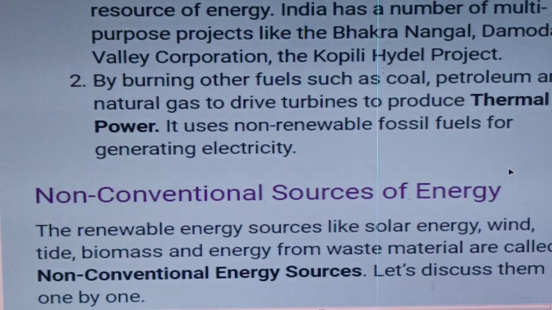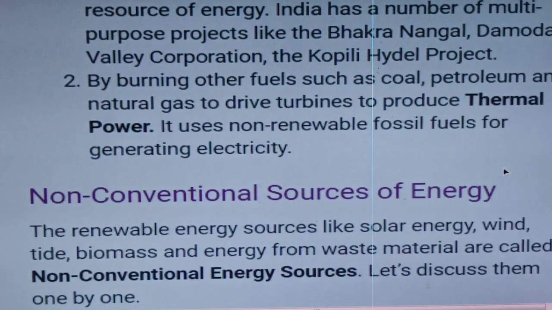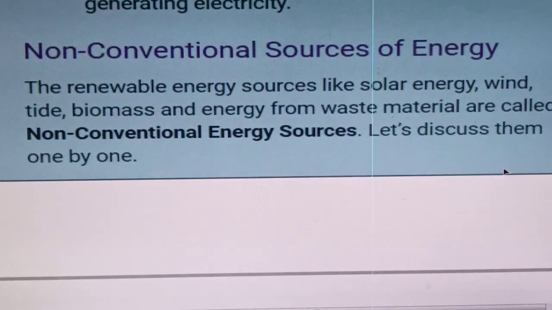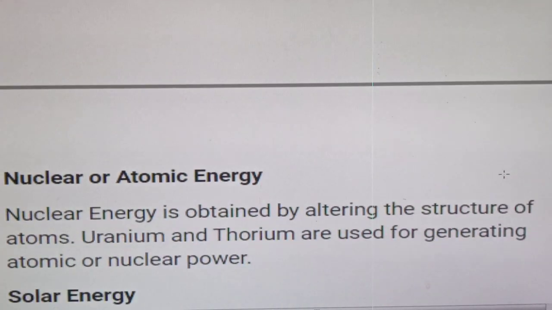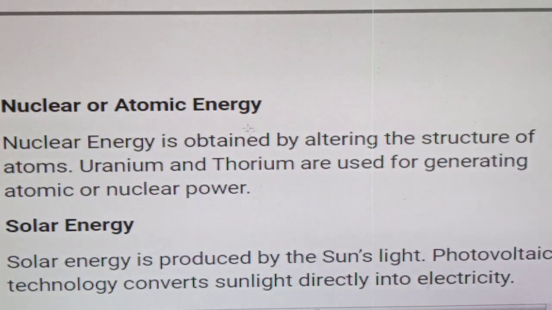Next are the non-conventional sources of energy, which are renewable. The renewable energy sources like solar energy, wind, tide, biomass, and energy from waste materials are called the non-conventional energy sources. Let's discuss them one by one. Nuclear or atomic energy is obtained by altering the structure of atoms. You must have read about this in class 9 in science. Uranium and thorium are used for generating atomic or nuclear power.